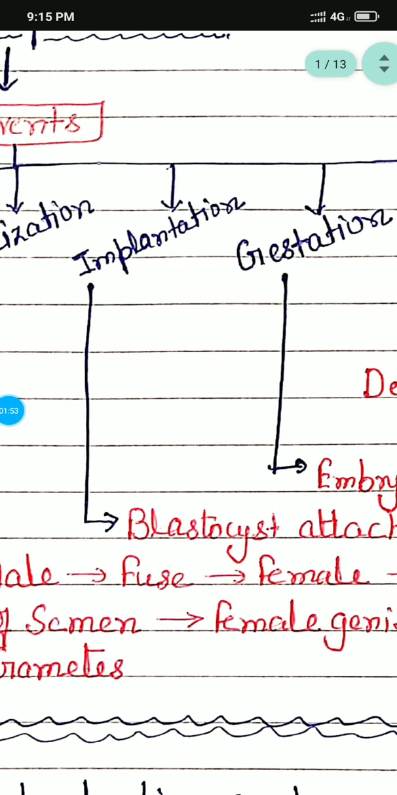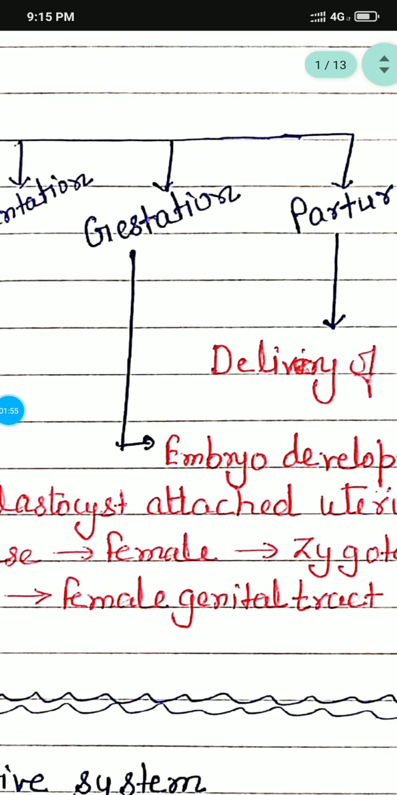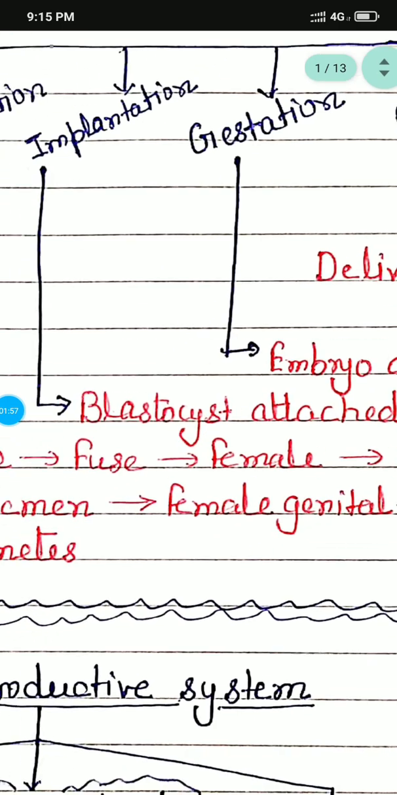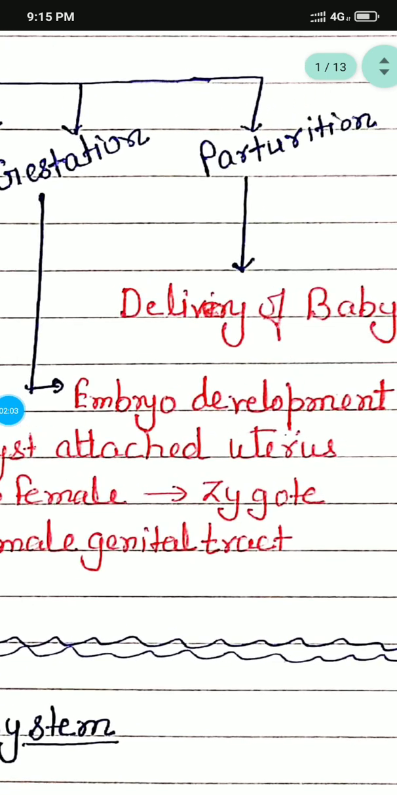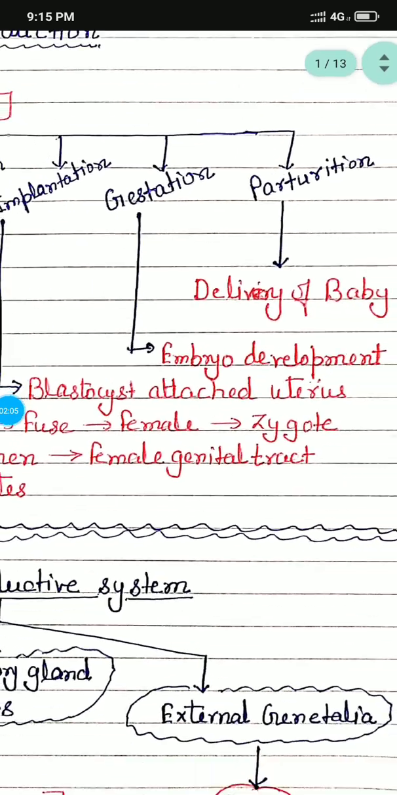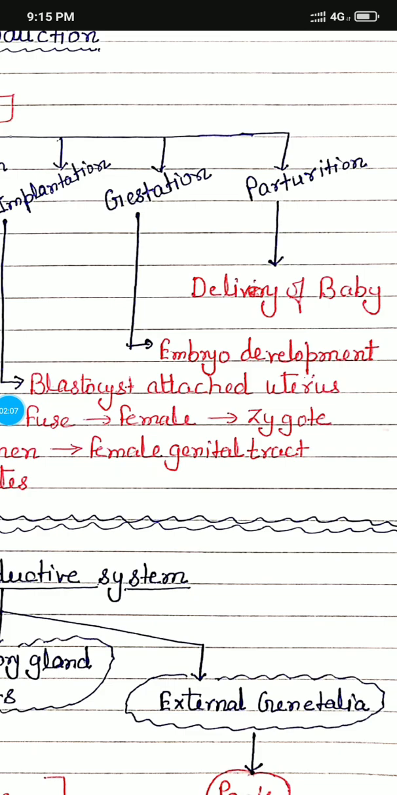The fourth one is gestation. The gestation is embryo development. Sorry, before that, implantation. That is the blastocyst attached to the uterus. Now the next one is gestation, embryo development, and the last of this is delivery of the baby.